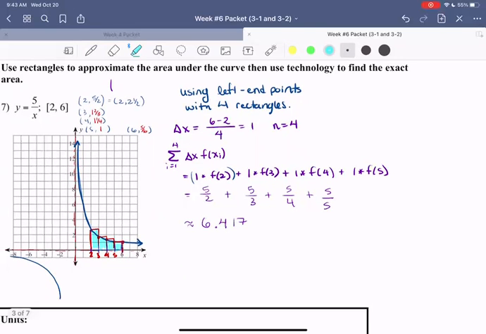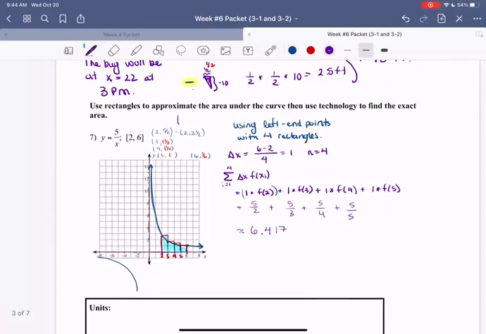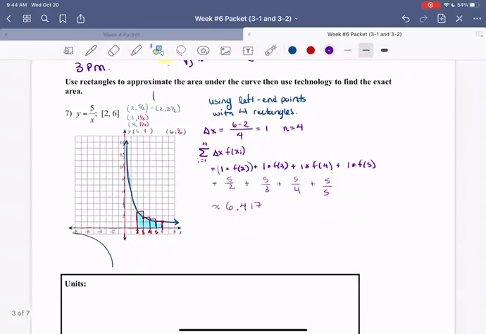Awesome. So now what would the definite integral look like if we wanted to compute the area under our curve y equals 5 over x from 2 to 6? I encourage you to pause the video and write out that definite integral first, and then we'll look at what it looks like together.